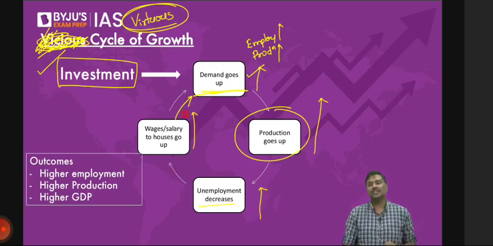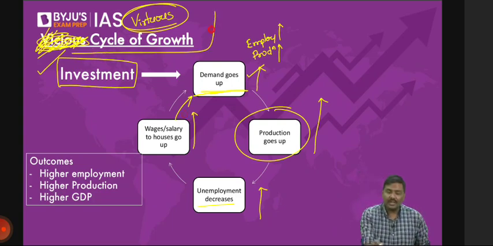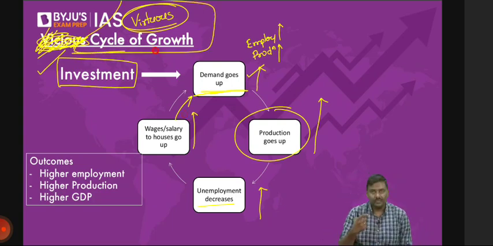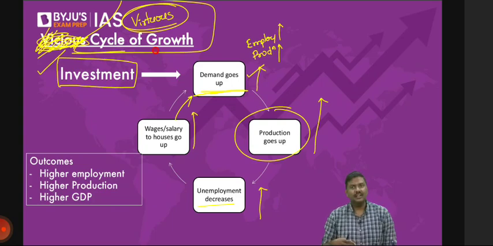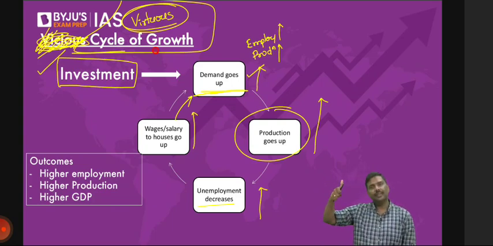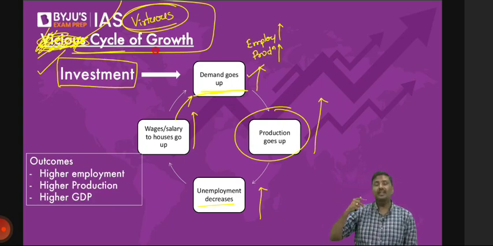Right? So this is a virtuous cycle of growth. What is the outcome? What can you see in the cycle? All the positive outcomes. GDP of India is increasing. Employment is increasing, production is increasing, demand is increasing, which is good for the economy. Done. This is a virtuous cycle.